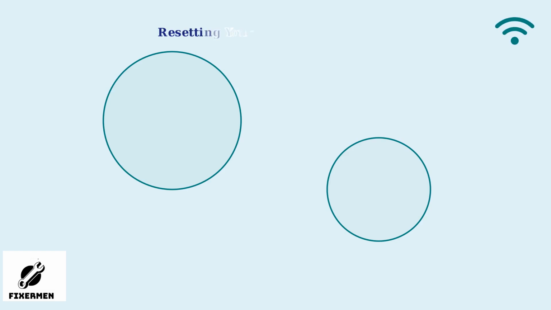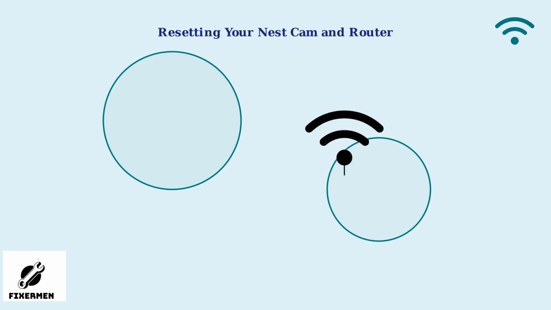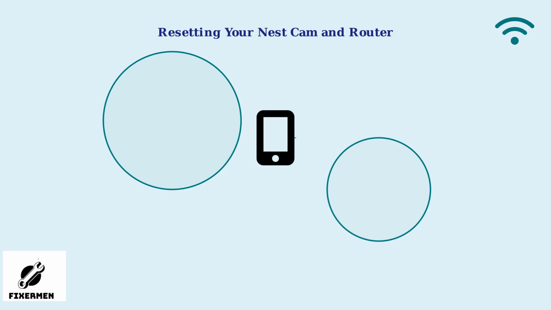Sometimes a simple reset can resolve cached data conflicts. First, try restarting your Nest Cam by holding the power button for about 5 seconds. If that doesn't work, power cycle your router by unplugging it for 30 seconds and then plugging it back in. Once both devices are back online, attempt to reconnect your Nest Cam to your Wi-Fi network through the Google Home app. Many users in community forums have found success with this combined reset approach.